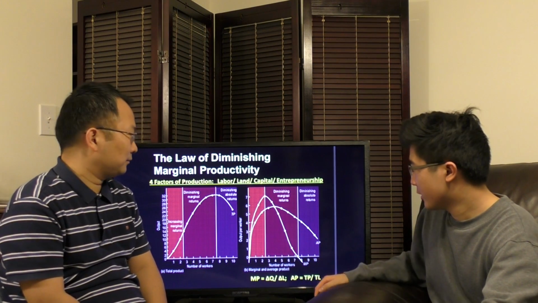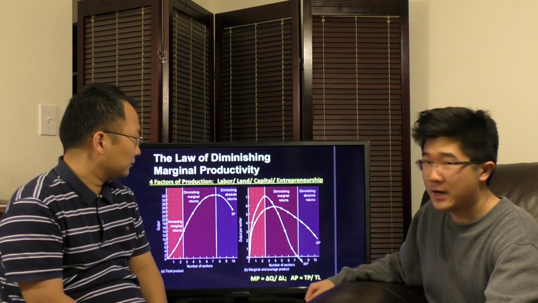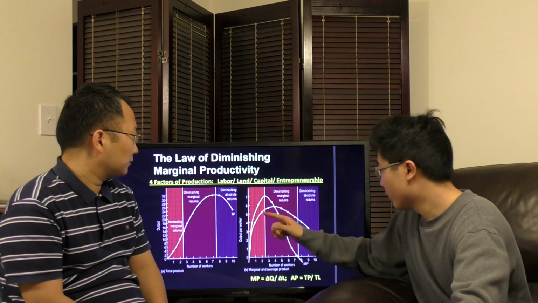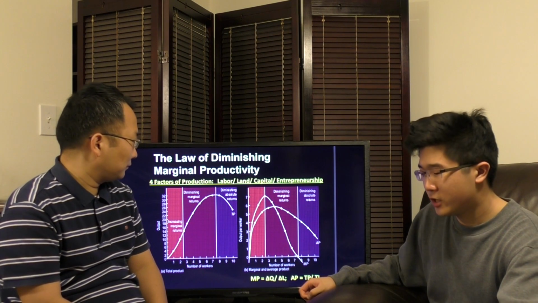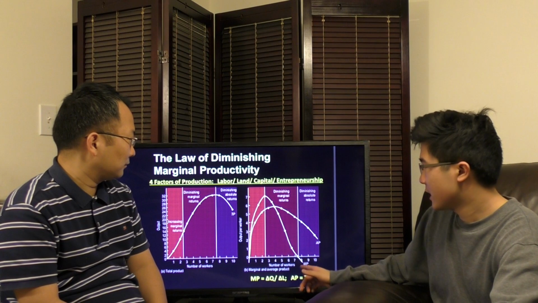Originally, the second worker added about 6 to 7 units of output, but now the third worker adds less than that, and the fourth worker adds slightly less than 5 units of output. We see that diminishing, and eventually it reaches the point where there are so many workers, around 8 workers, that their marginal return is actually negative.